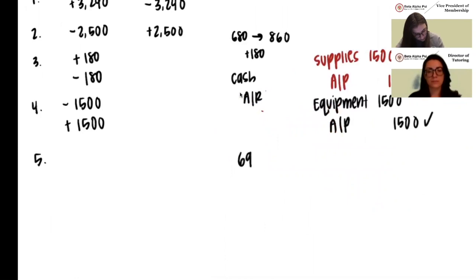So it was 69 when it should have been 690. So we need to add 621 on the credit side. All we need to do for this problem is do a plus 621 on the credit side.